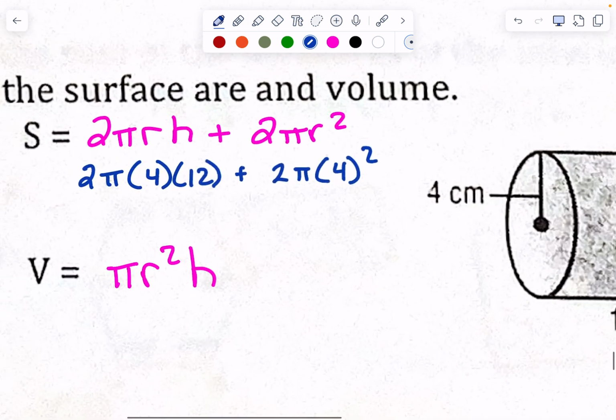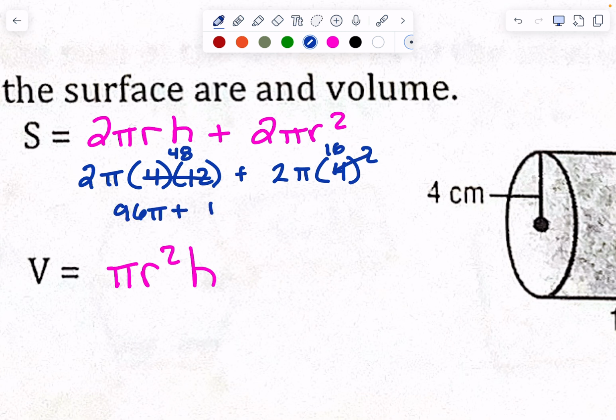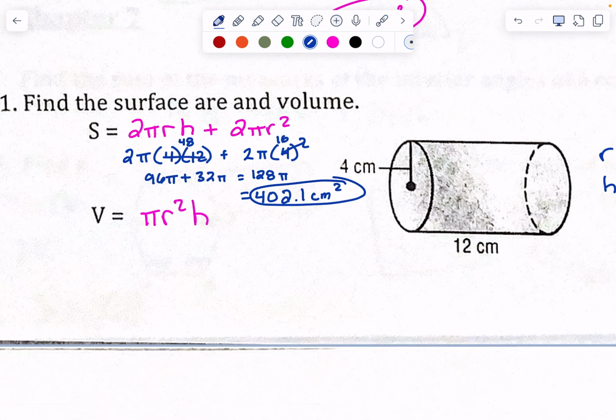All right, I can make this easier. 4 times 12 is 48 times 2 is 96 pi, plus 4 squared is 16 times 2 is 32 pi. And that is 128 pi, which is 402.1 centimeters squared.